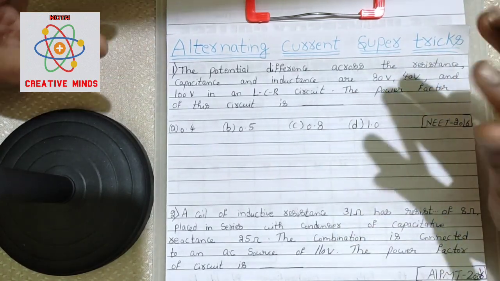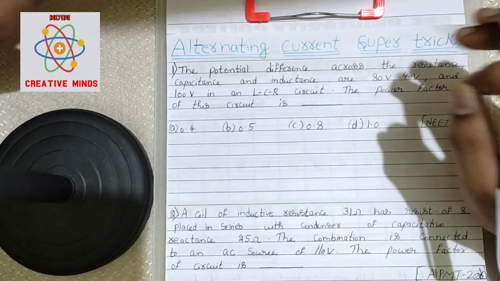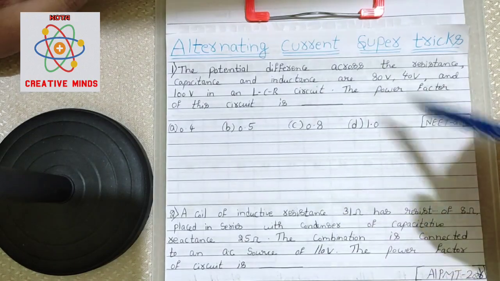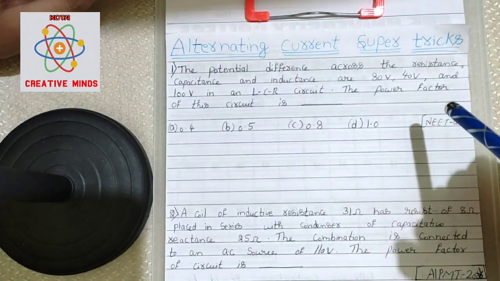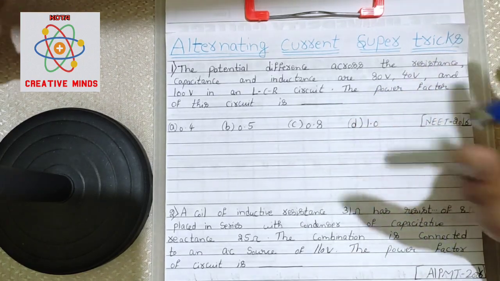From today we are going to start a completely brand new series where we are going to learn some amazing shortcut tricks from alternating current. This chapter is also important. Why? Because each year at least one question will be asked in your NEET or JEE.